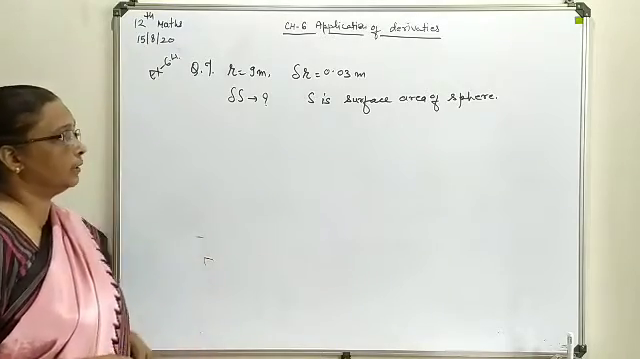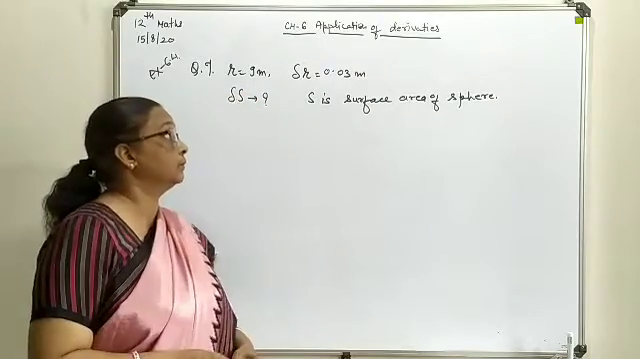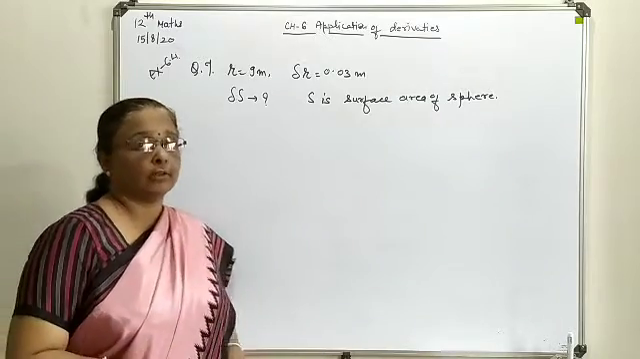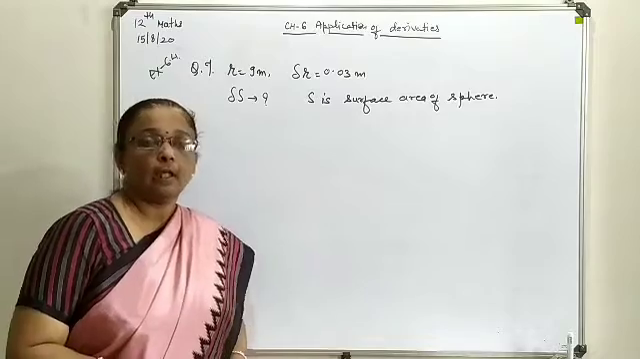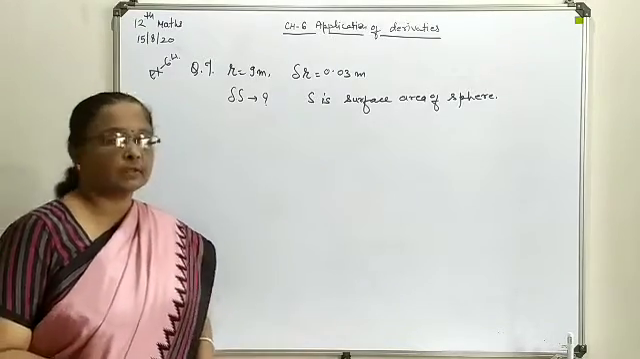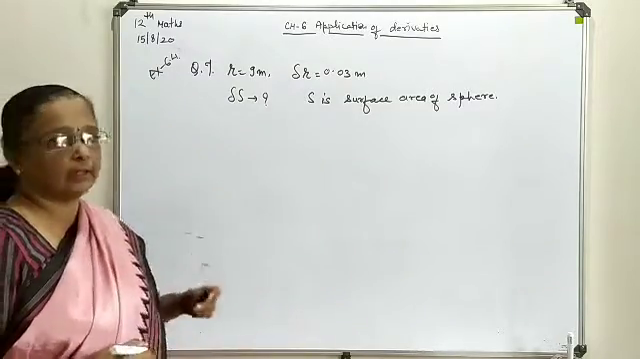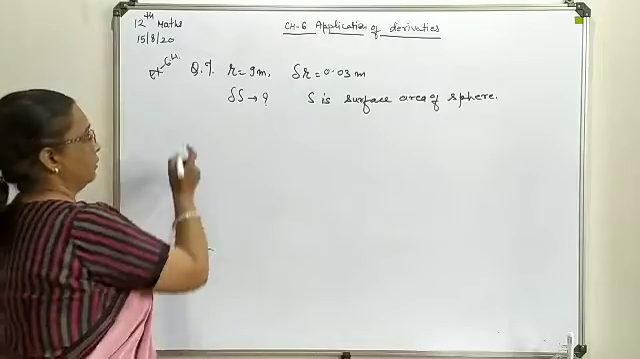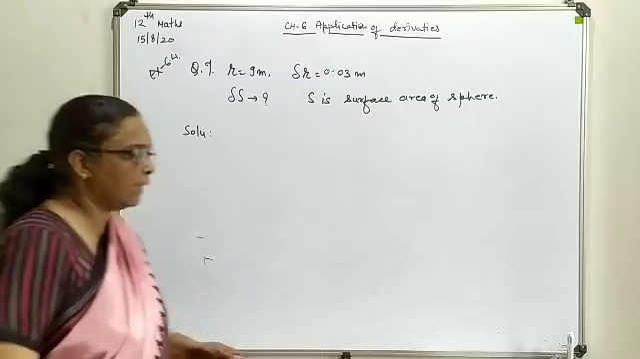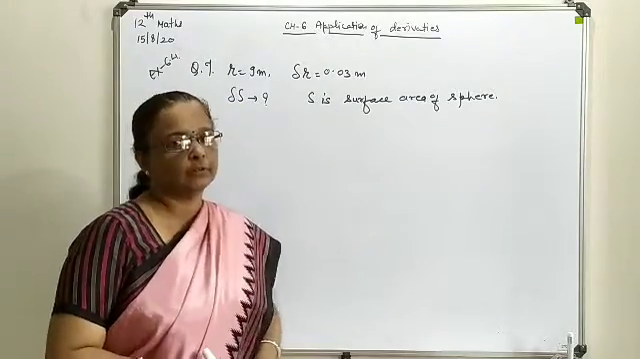we have a sphere with a radius of 9 meters, and the error in measuring the radius is 0.03 meter. We have to find out, on the basis of this error, what the error will be in the evaluation of the surface area of the sphere. So for that purpose, we first write the formula required to evaluate delta S. Here S is the surface area of the sphere.